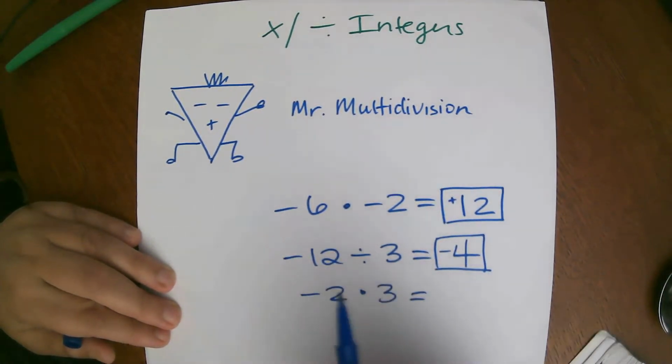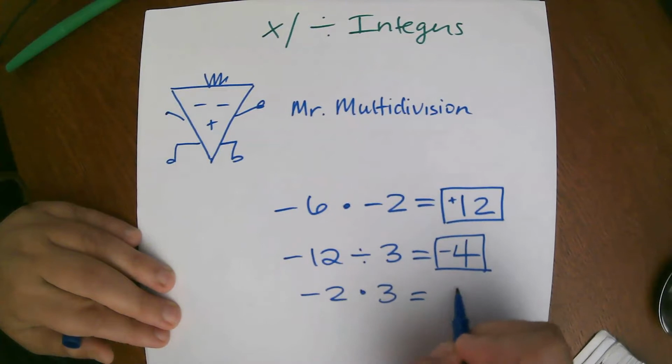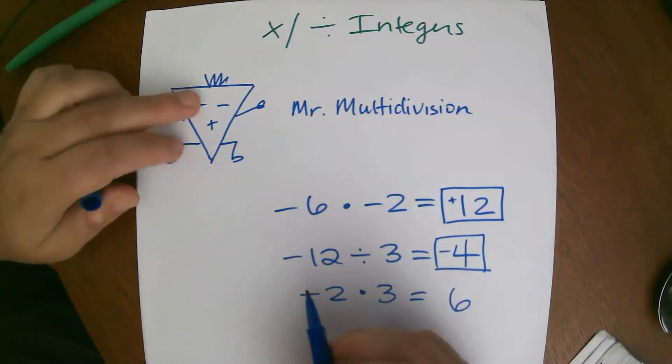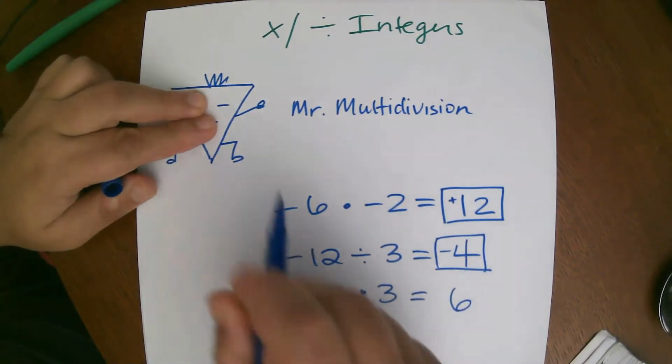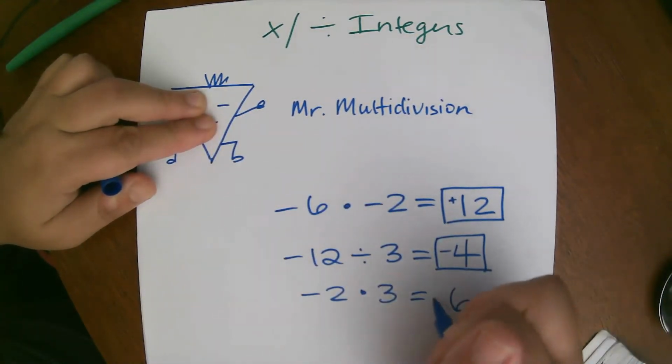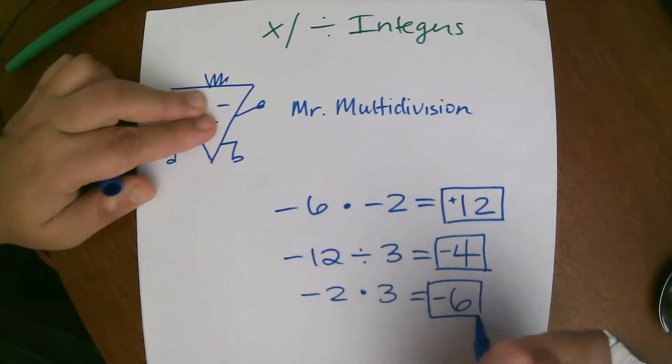Let's try another multiplication one. -2 times 3. So first multiply it out. 2 times 3 is 6. 2 is a negative. Put your finger over the negative, and 3 is a positive, so what's left over is a negative, so it's going to be a -6.